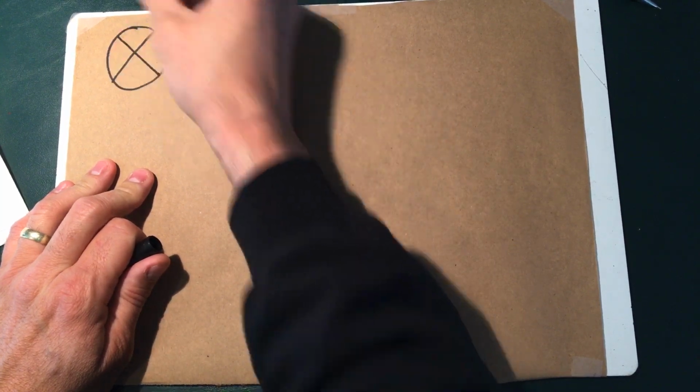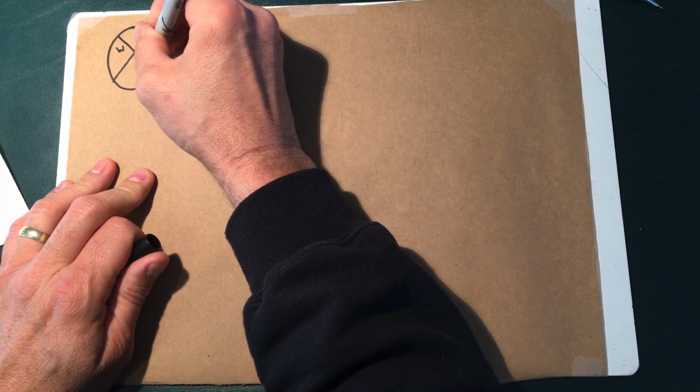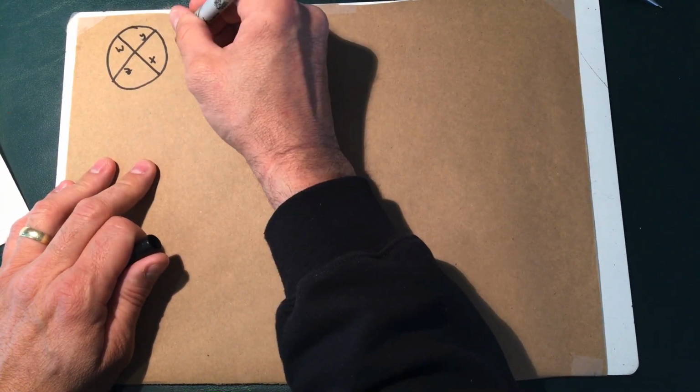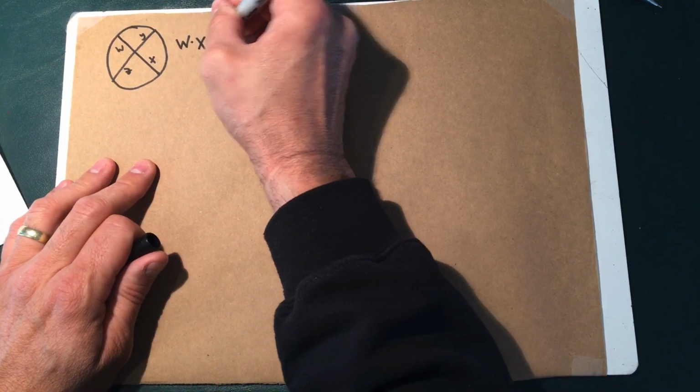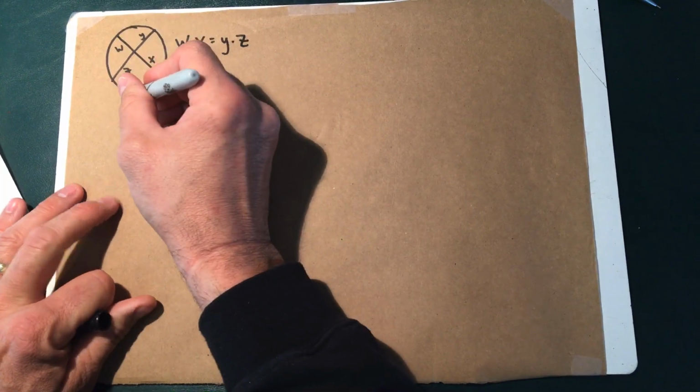chord. W, X, Y, and Z. Did you know that W times X is always the same as Y times Z? What? It's true. It's true.